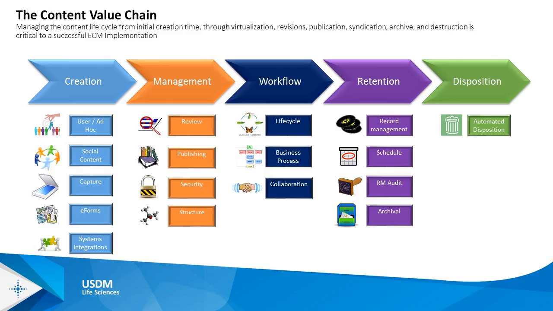In the value chain, the content can be created by a user ad hoc. It can be created via image capture or from some kind of social medium, like a collaboration medium. It could come in from integration, or there's always electronic forms. So there's the creation component. Once it's created, the content has to be managed. Now you do this by applying security, you apply structure to it, you can review it and publish it, but there's a whole management component around this content.